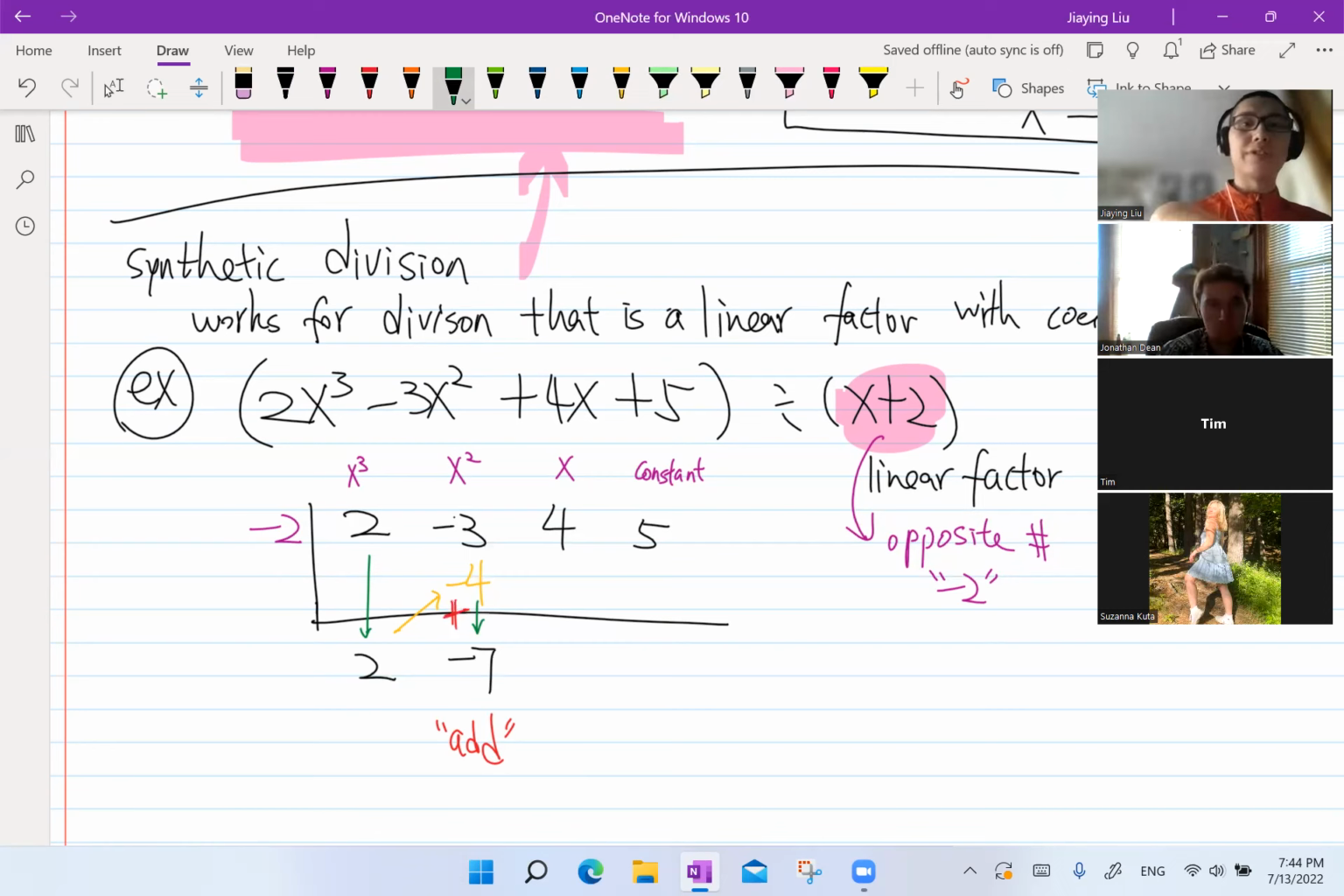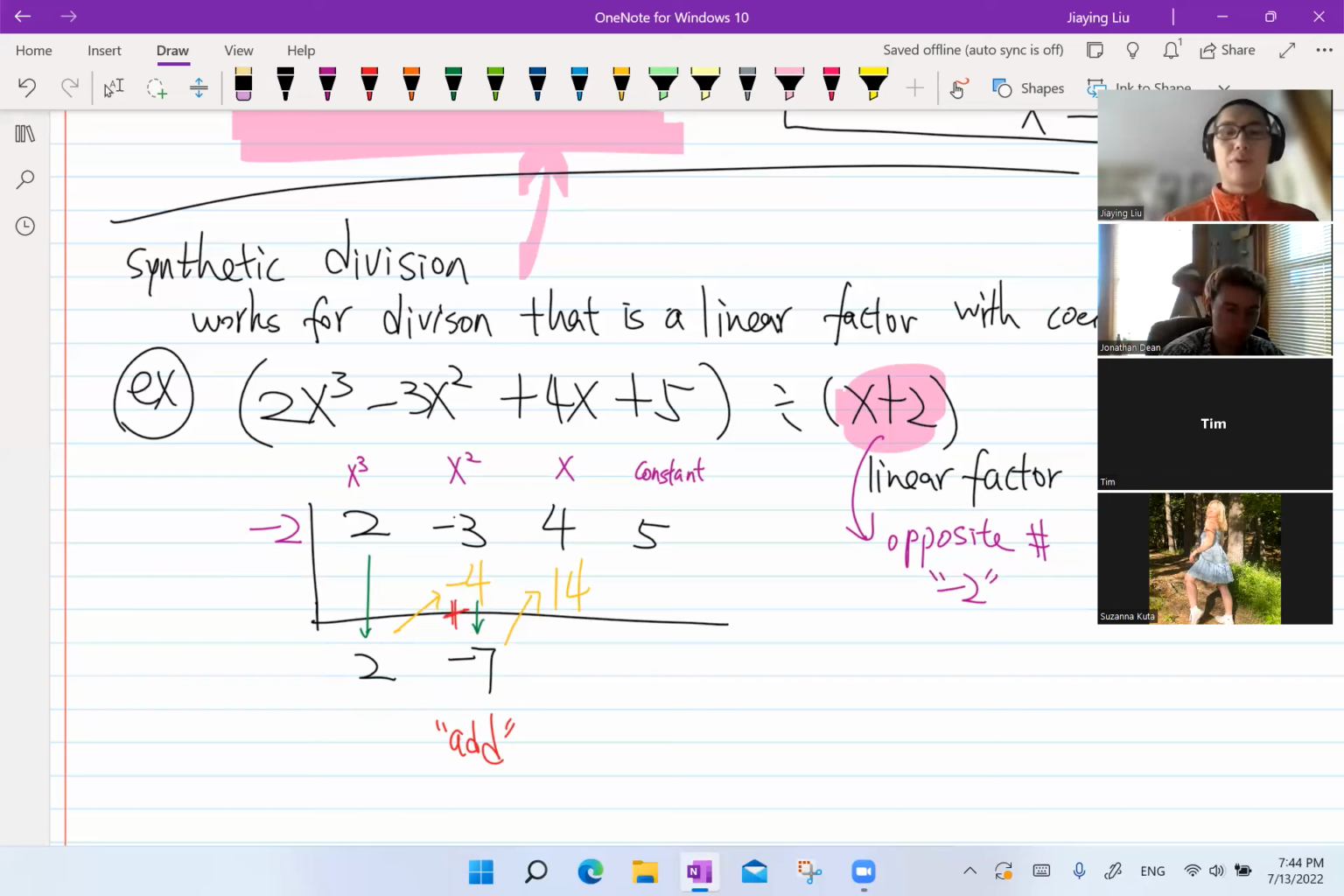So now I'm going to take this -7, and I'm going to use a different color. I'm going to take this -7 I just got, and again the -2 on the left side. I'm going to multiply them and put the product into the next column below 4. So 2 times -2 times -7 is +14. So I'm going to put 14 here. Erase those 2.